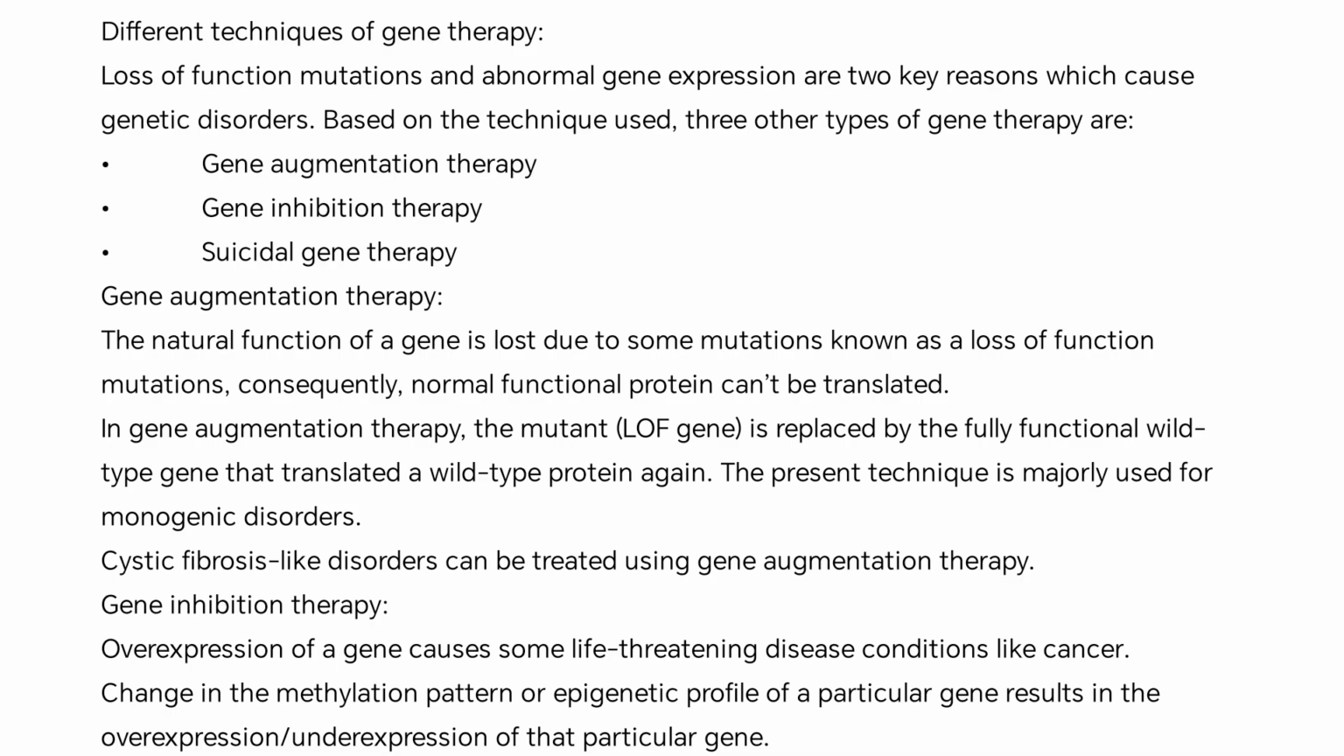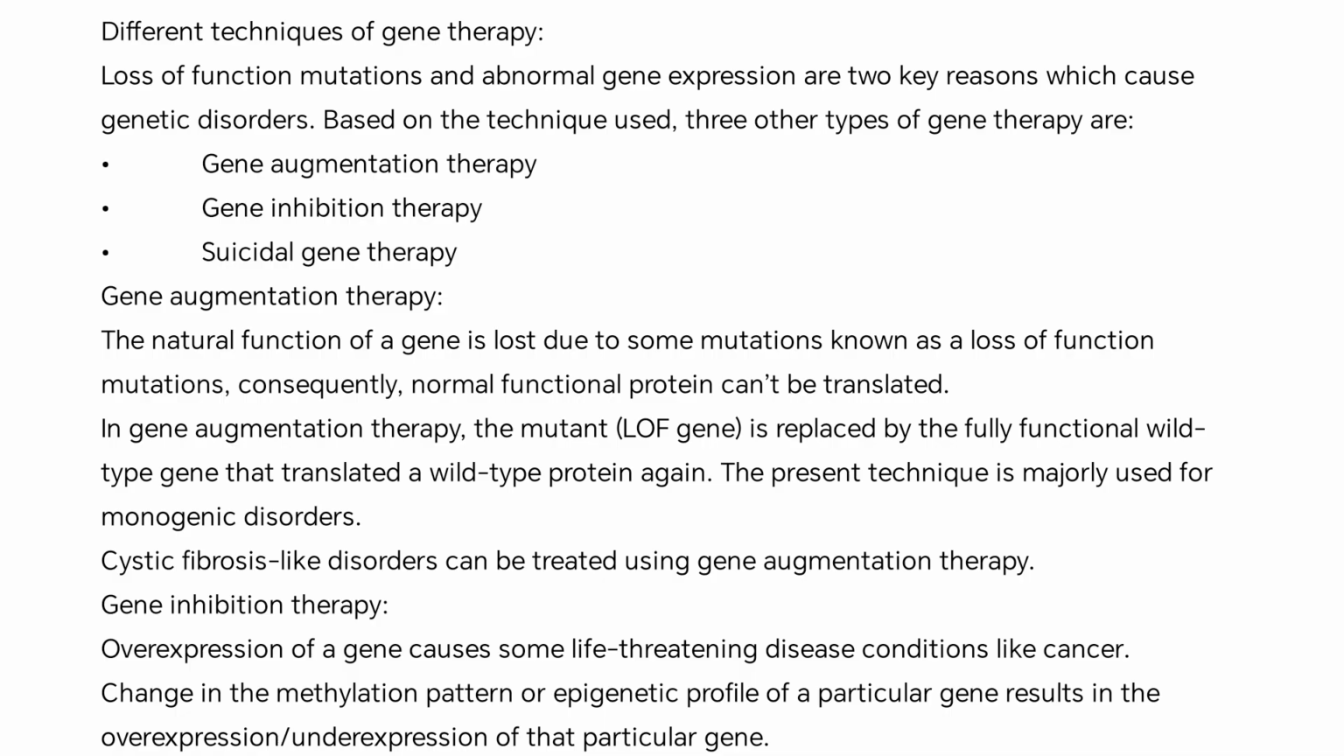So there are different techniques of gene therapy. The loss of function mutation and abnormal gene expression are the two key reasons which cause genetic disorder. Based on this, there are three types of gene therapies: gene augmentation therapy, gene inhibition therapy, and suicidal gene therapy. Gene augmentation.